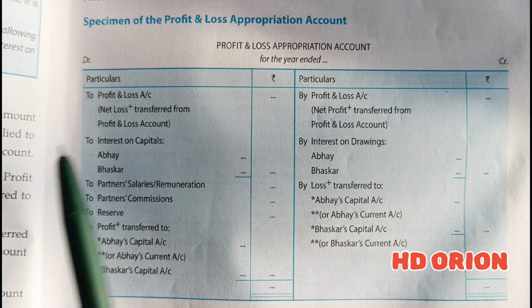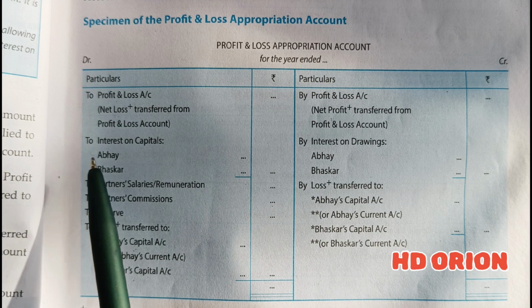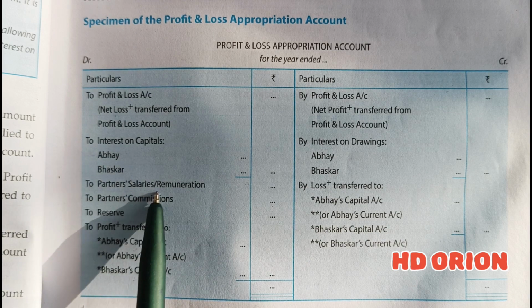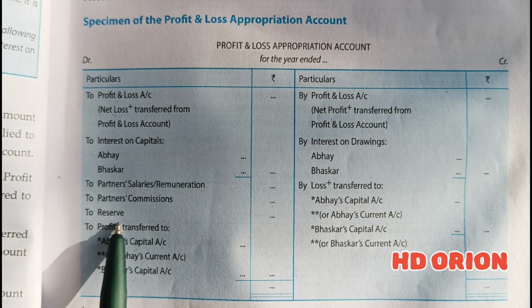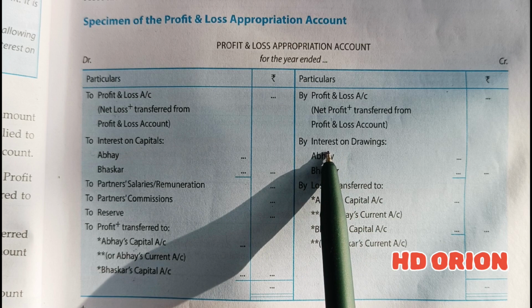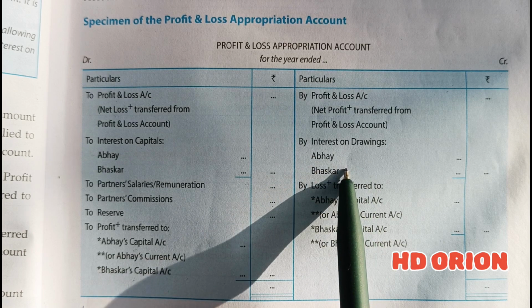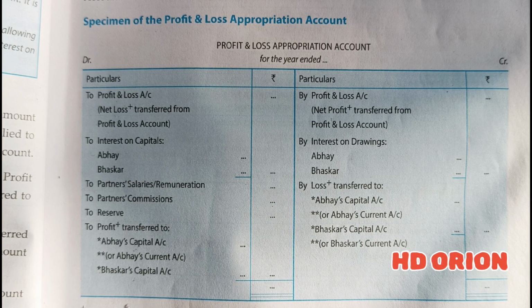Now, as the name suggests, it is the appropriation of net profit. Appropriation of net profit to the partners in various categories. Like partners have to be paid interest on capital, then salaries or remuneration or commission to partners, and there can also be reserve to be created out of net profit. Fine. Whereas on the credit side, you can collect interest on drawings from the partners, and the remaining profit or loss will be finally distributed to the partners in their profit sharing ratio.